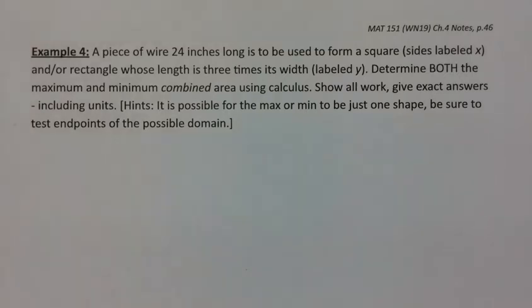So now let's look at this optimization problem, which is a little bit different. We have a piece of wire that is 24 inches long, and it's used to form a square with the sides labeled X, and/or a rectangle whose length is 3 times its width, labeled Y. Determine both the maximum and minimum combined areas using calculus.